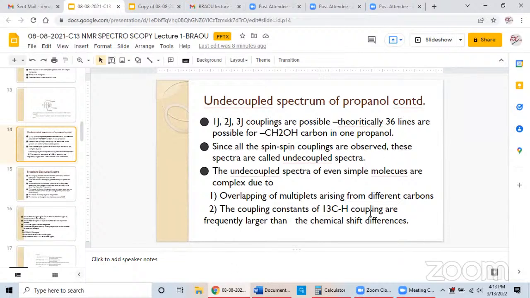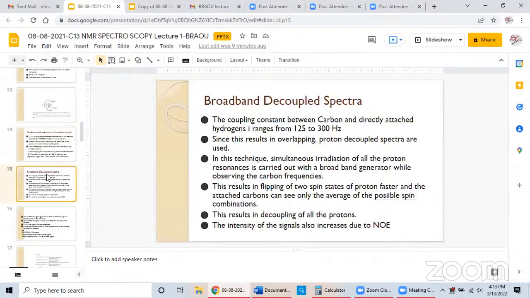Different carbons undergo coupling with attached hydrogens, hydrogens two bonds away, hydrogens three bonds away, etc. One more disadvantage is that C13-H couplings are normally larger compared to proton couplings. Proton couplings fall in the range between 8 and maximum 12, but here 125 to almost 300 Hz coupling constants will be there, which will make the spectrum even more complex for simple molecules.